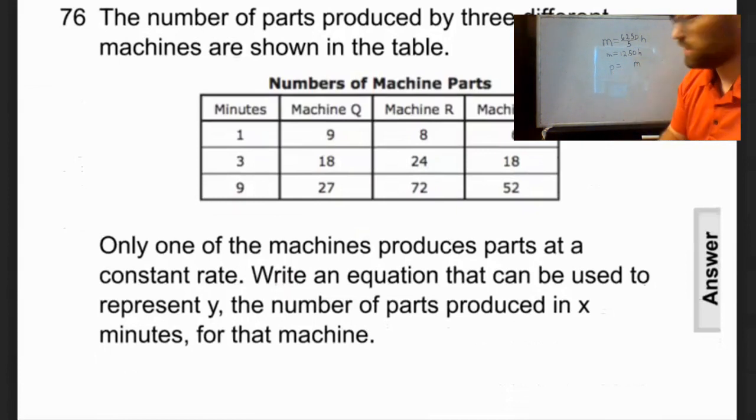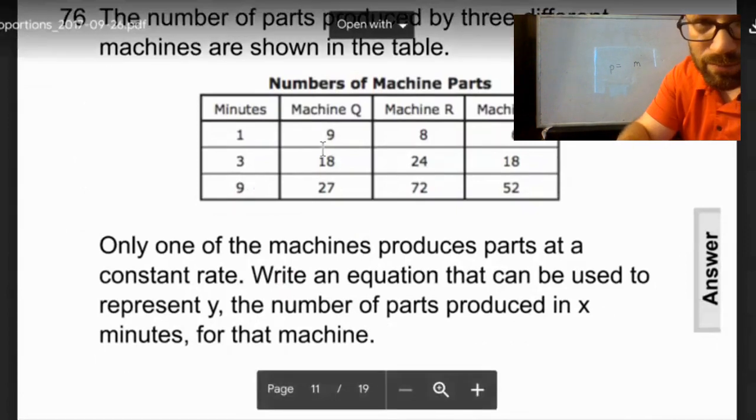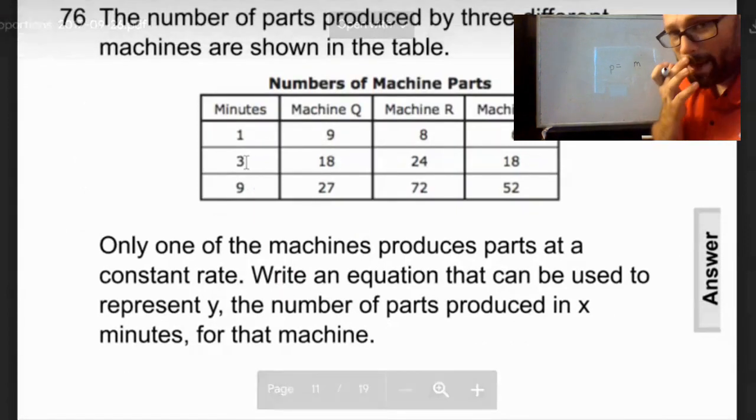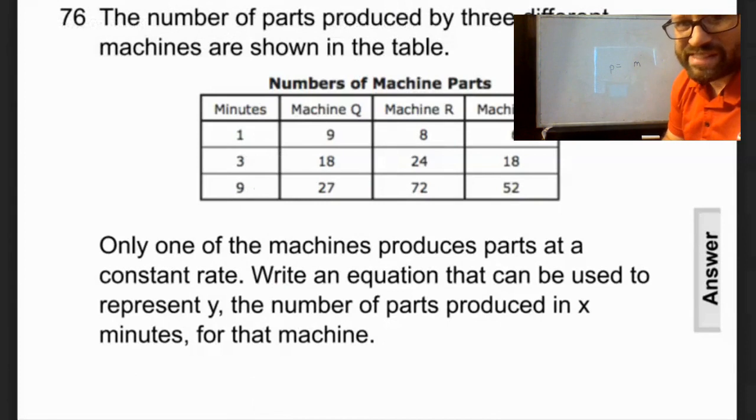So let's look at machine Q. All right, machine Q does 9 in 1 minute. So that means 9 divided by 1 is 9. But then we have 18 parts in 3 minutes. So 18 divided by 3 is 6. That's not the same unit rate, is it? So it's not constant. And so we have to get rid of that. Machine Q does not work for us.